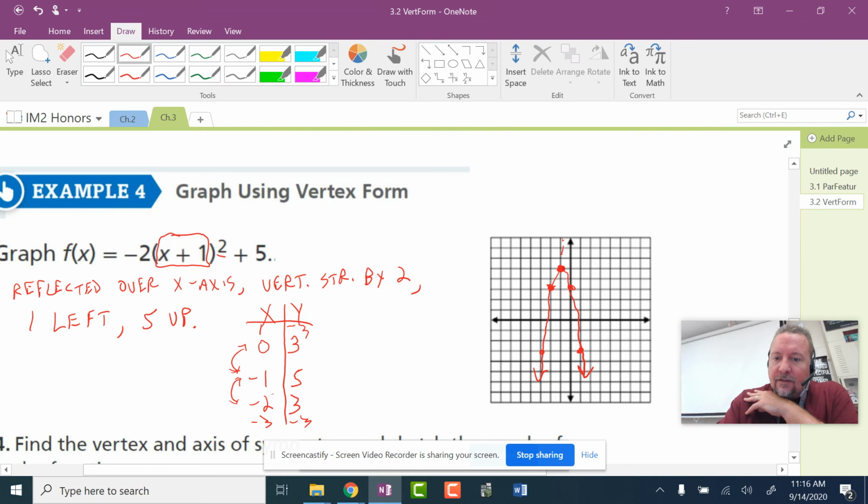Okay, and then the axis of symmetry I'm going to put right up here. Axis of symmetry cuts it in half, and that happens to be at x equals -1, that vertical line that I have there.